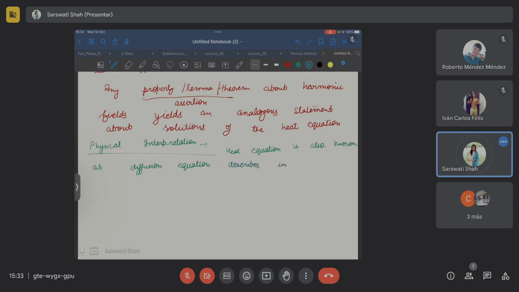Describes, in typical applications, the evolution in time of the density u of some quantity such as heat, chemical concentration, etc.